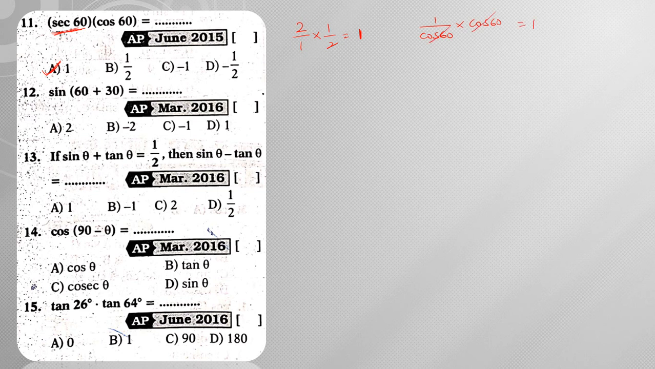Next, sine of 60 plus 30. So sine of 60 plus 30 is nothing but sine 90 degrees. So what is the value of sine 90 degrees? It is equal to 1. Hence the answer is 1.